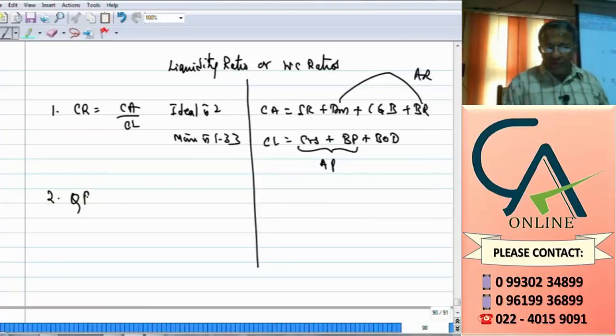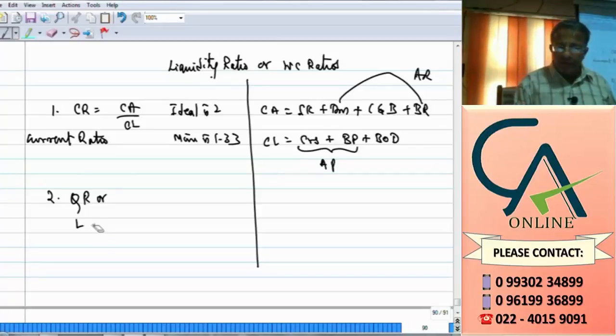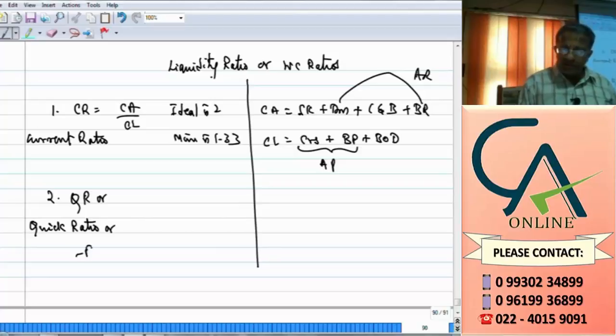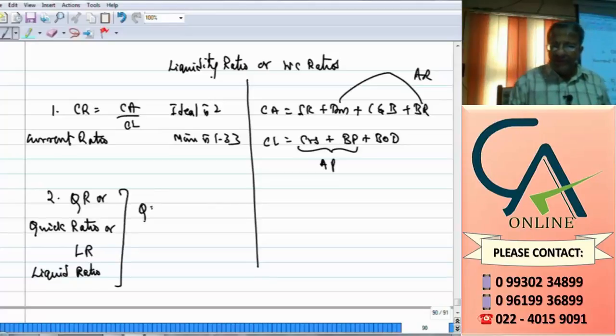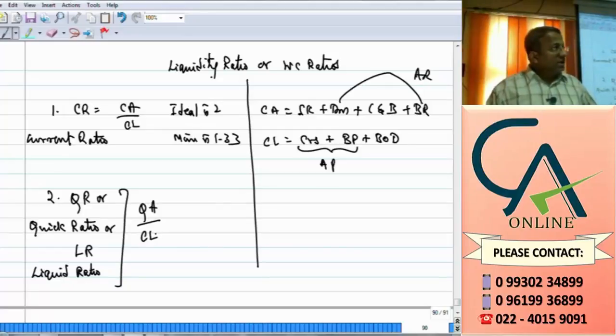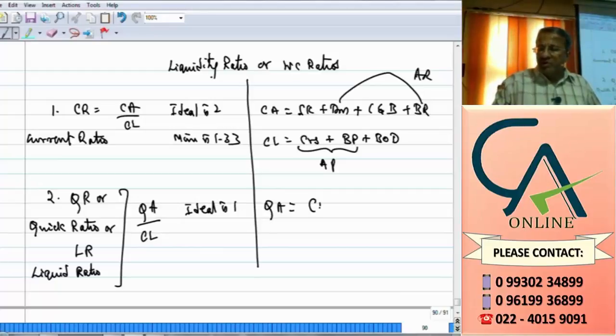Next, the quick ratio or liquid ratio, not liquidity, liquid ratio. Quick ratio, or liquid ratio, is equal to quick asset divided by current liability. The ideal one is 1. What is quick asset? Quick asset is equal to current asset minus stock.